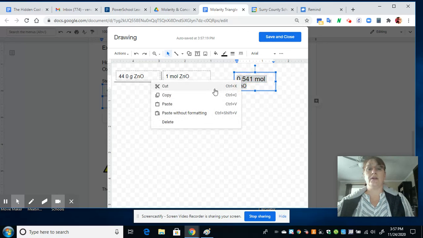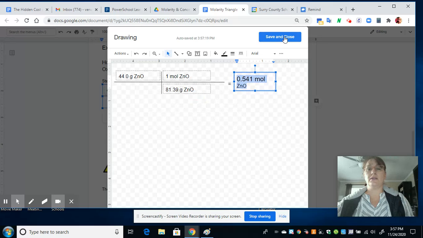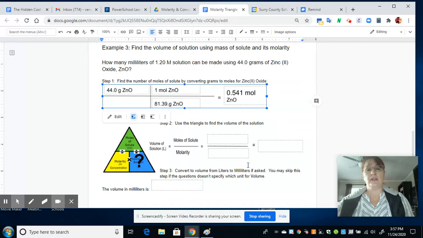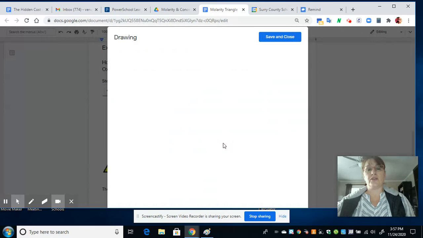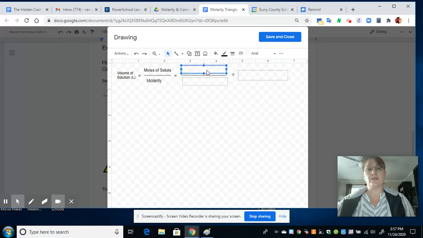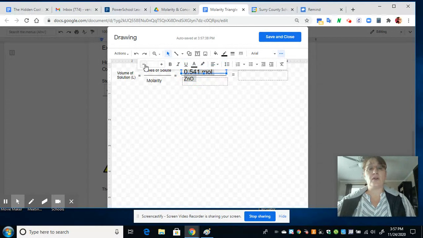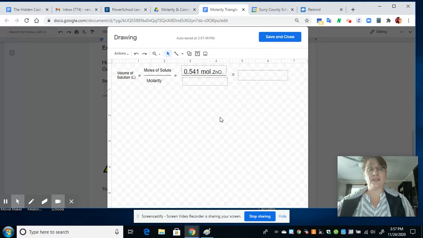Okay, so I'm actually going to copy this because this is going to go into my calculation for moles and molarity. This is actually going to be the number of moles. So I'm going to paste that in there. So now I can find the volume of my solution. It is going to be in liters when I find this volume. So I am going to have to convert the liters into milliliters since they ask how many milliliters.